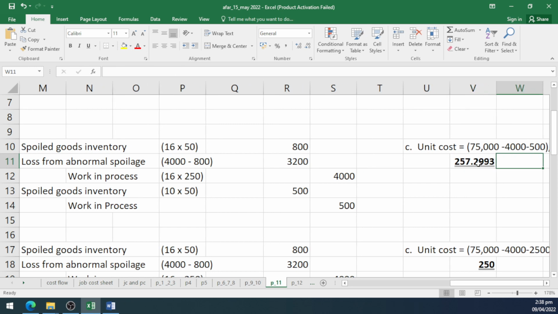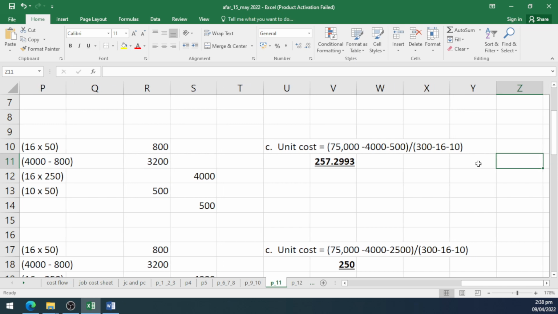Tingnan nyo ito, class. 25,000 yung total cost. Nag-credit tayo ng 4,000. Yan yung cost ng abnormal spoilage na 16. Tinanggal mo yung total cost ng 16 na 4,000, tinanggal mo yung units, physically, walang effect yun sa unit cost. Pero yung normal spoilage na 10 units, ang cost nun 2,500.